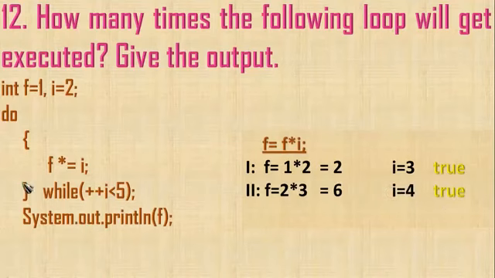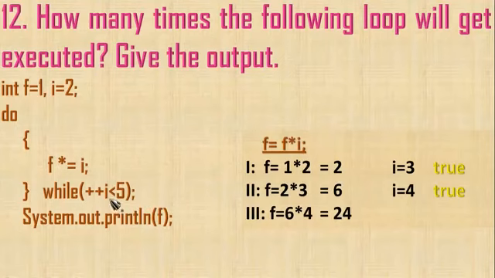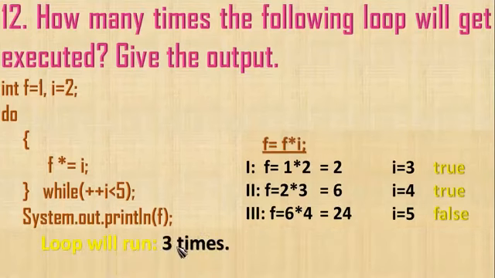So what happens? Again it enters inside the body of the loop. And now 6 is the value of f, so f into 4, 6 into 4, is 24. Now i becomes 5. So 5 is less than 5, it is false, so it will come out of the loop. It will print the result of f. The last result stored in f is 24, so it will print 24 as the answer. It will run 3 times.